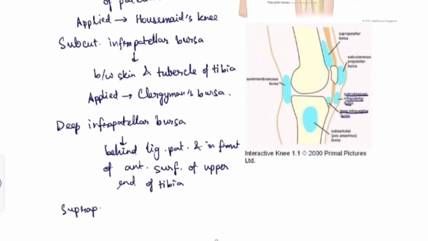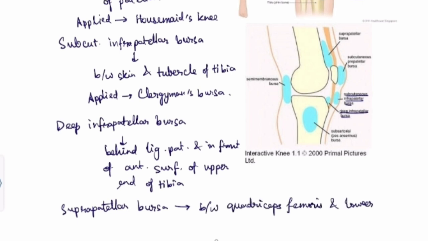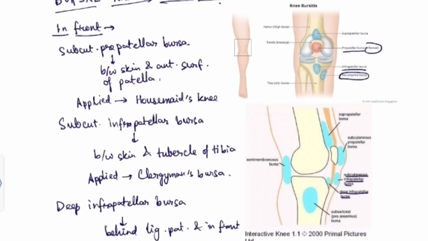Suprapatellar bursa, between quadriceps femoris and lower end of femur. Let's have a look. Is it present here? This was the suprapatellar bursa in both images.